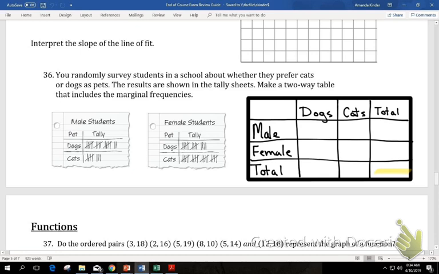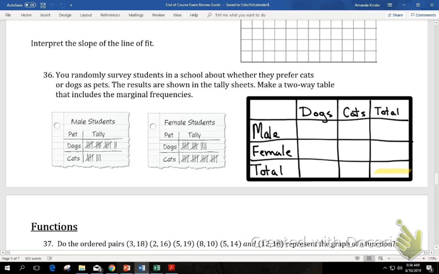All right, but the hardest part about a two-way table is that your end of course exam does not give you this template. They just say make a two-way table, and you're going to have to do it on your own. Okay? Now, I could have switched dogs and cats and male and female. I could have switched them. It's not a big deal at all.